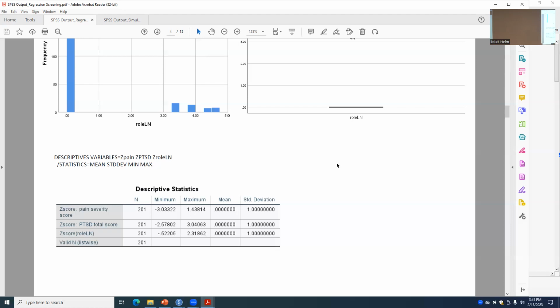Our role functioning variable is wacky. Well, we've already talked about that, right? So really not too much to address here.